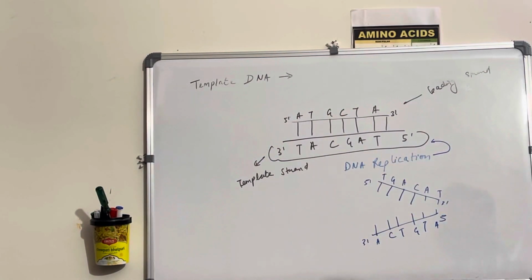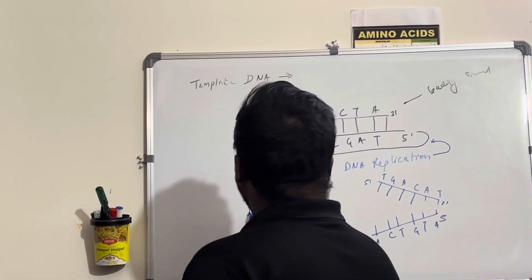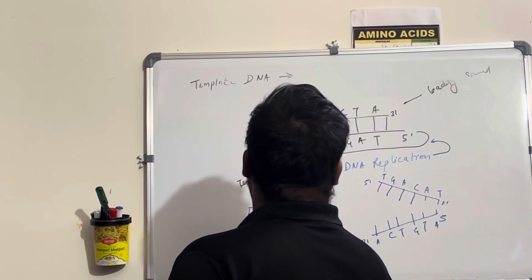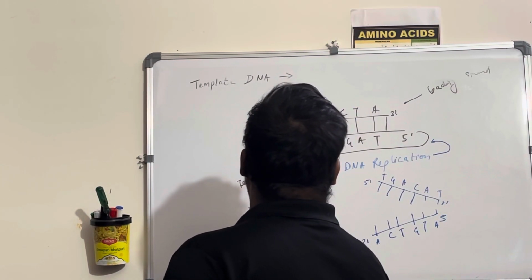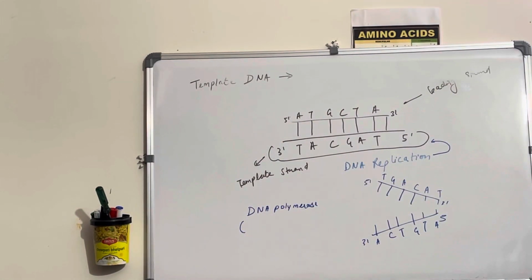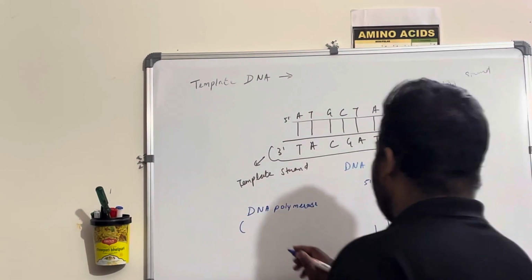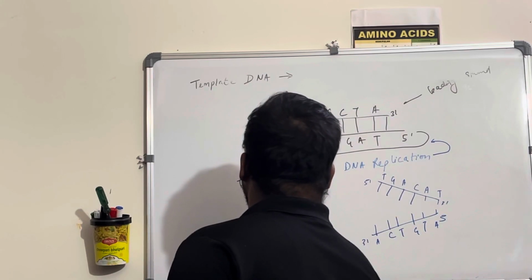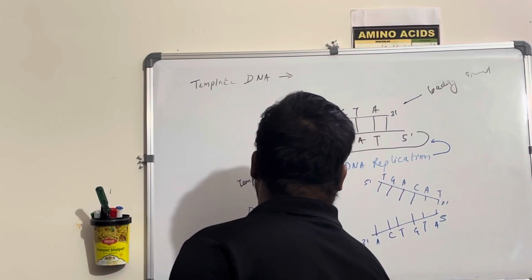So this is a particular strand that has been cleaved by the enzyme involved. The DNA polymerase enzyme is involved. DNA polymerase. What is the other name of this enzyme? It is also known as the Kornberg enzyme.